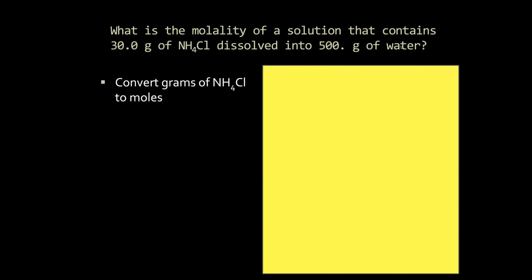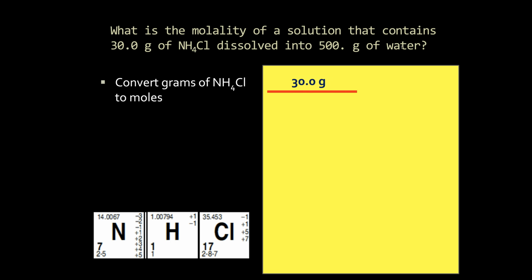Well, first we have to convert the grams of ammonium chloride to moles. So let's take those grams and divide it by the gram formula mass. 14.0 plus 4 times 1.0 plus 35.5. And this adds up to 53.5 grams per mole. When you divide, the grams cancel and give you 0.561 moles. Again, 3 sig figs. Now we have moles. Great.